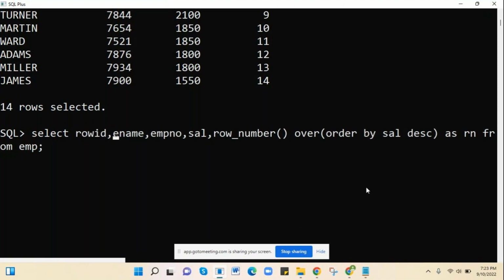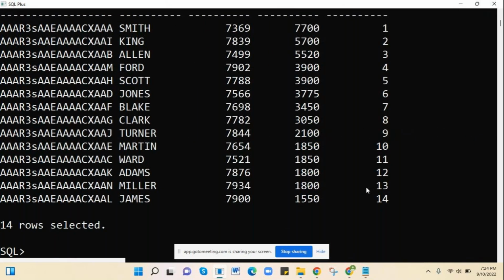Pseudo column, row ID. We need not populate this. The Oracle server automatically populates it. Whenever we insert a row, it will give the row ID. Row ID is nothing but an address. You see, row ID gives the address.